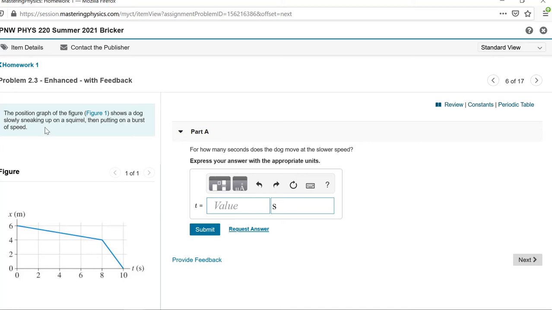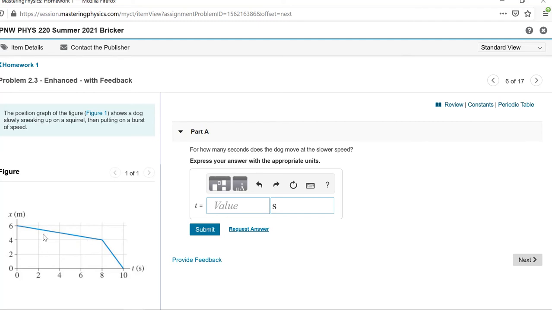The position graph shows a dog slowly sneaking up on a squirrel. So we start at 6, and then we go towards the origin. So we go from 6 to 4 in 8 seconds. And then we go from 4 meters down to 0 meters in only 2 seconds. So how many seconds does the dog move at the slower speed?